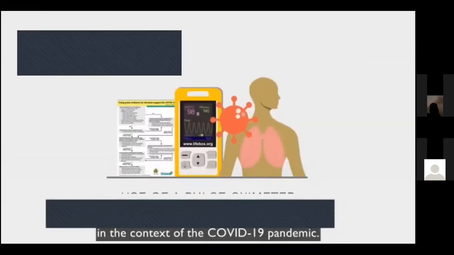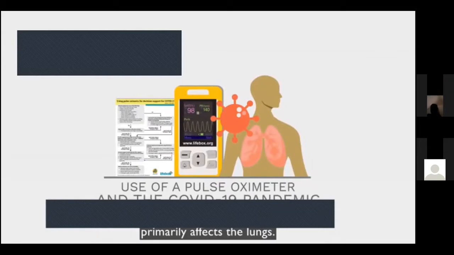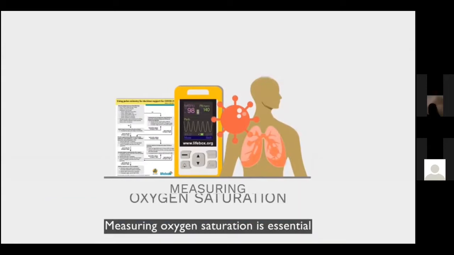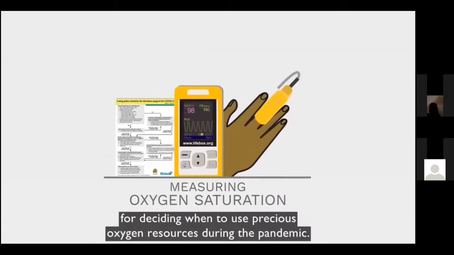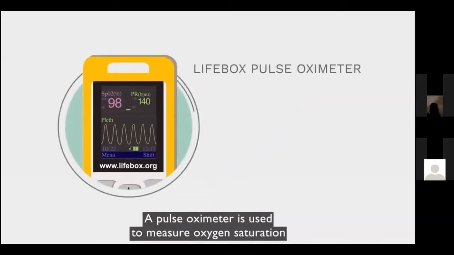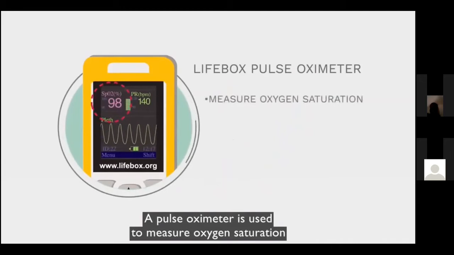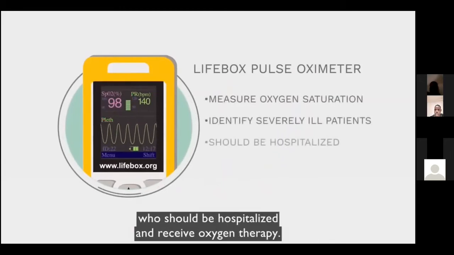This video shows the use of a pulse oximeter in the context of the COVID-19 pandemic. Severe COVID-19 primarily affects the lungs. Measuring oxygen saturation is essential for deciding when to use precious oxygen resources during the pandemic. A pulse oximeter is used to measure oxygen saturation and can help identify severely ill patients who should be hospitalized and receive oxygen therapy.